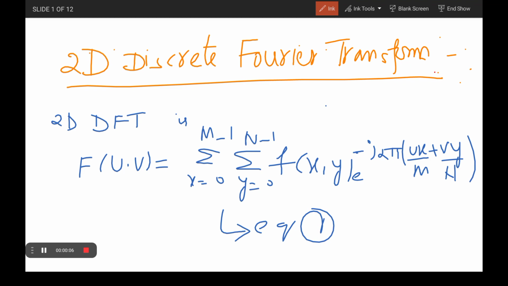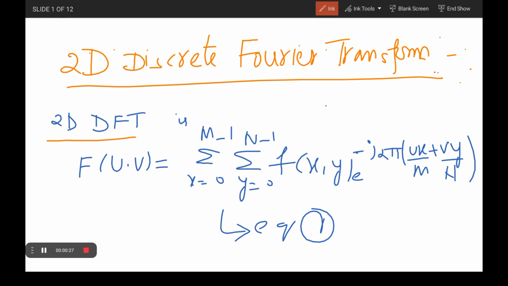In this video, we are going to see how to compute the IDFT from the DFT. Before going to this topic, first of all, you have to know what is meant by the discrete Fourier transform. What is the formula for that? This is the formula for the 2D discrete Fourier transform.